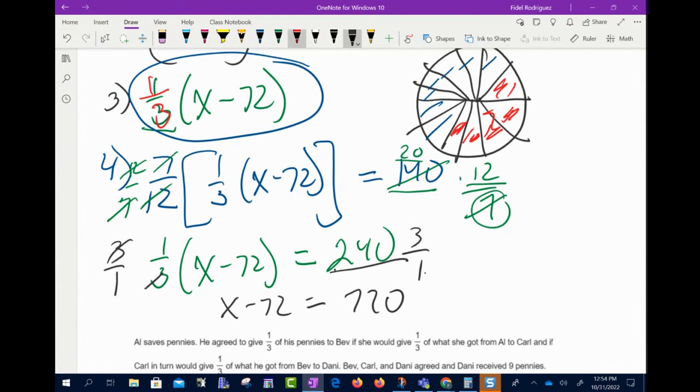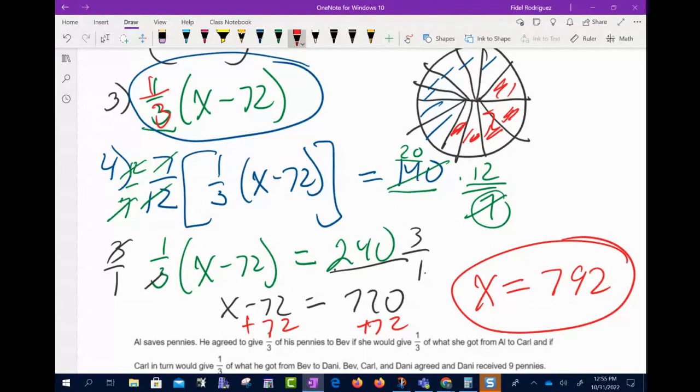Remember, I'm trying to get the x by itself. If I have a minus 72, what am I going to do? I'm going to do the opposite. I'm going to add 72 to both sides. So 720 plus 72 should give me something like 792. And that's how much money John had in his account. It's sort of a way of working backwards, y'all.